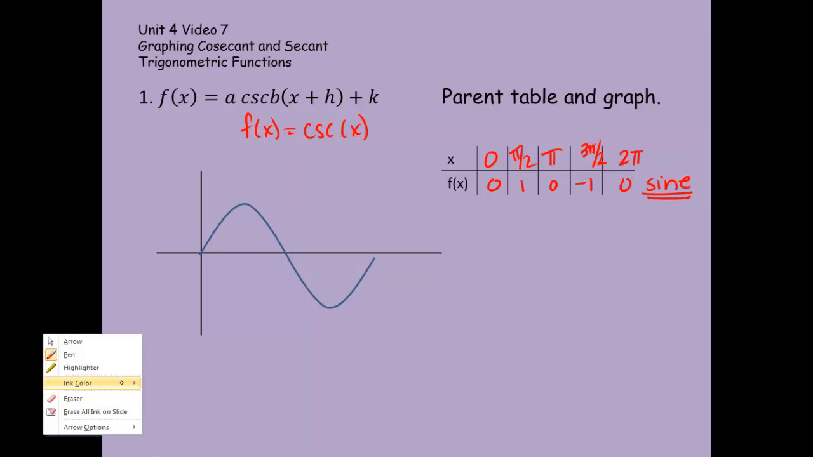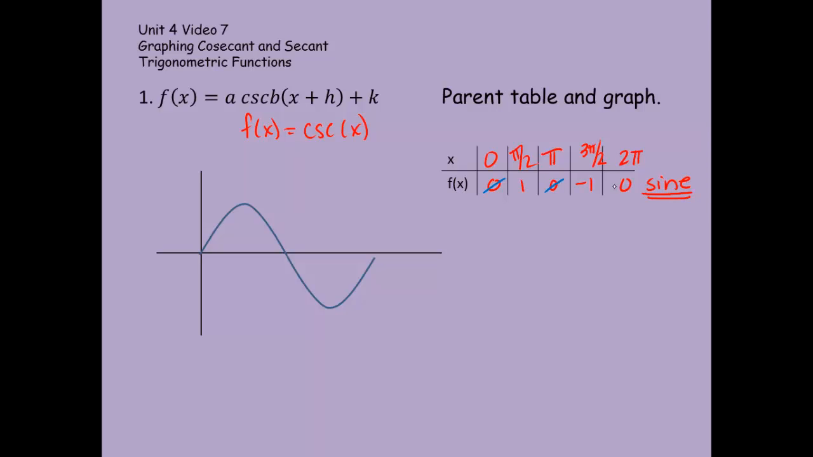I'm going to change colors. And I'm going to change these because we're going to take the reciprocal of all of the y values. So the reciprocal of all of my zeros is undefined, just as it was for tangent or cotangent. But the reciprocal of 1 is 1, and the reciprocal of negative 1 is negative 1. If I flip over a negative 1, I still get a negative 1.